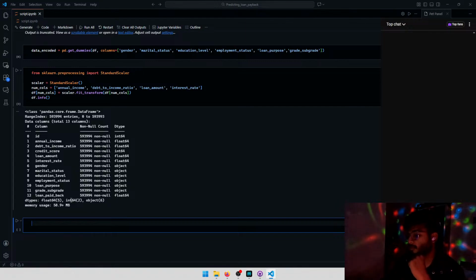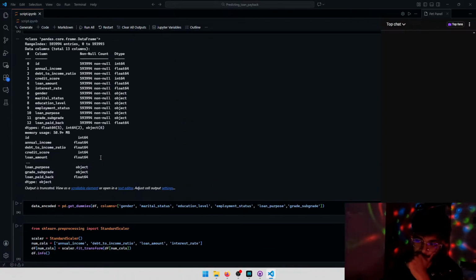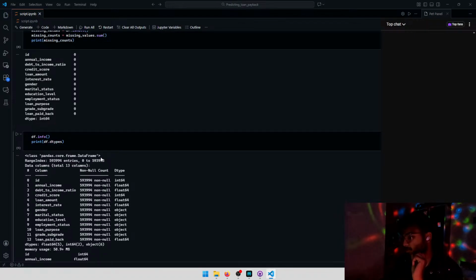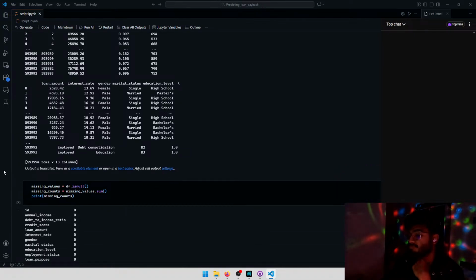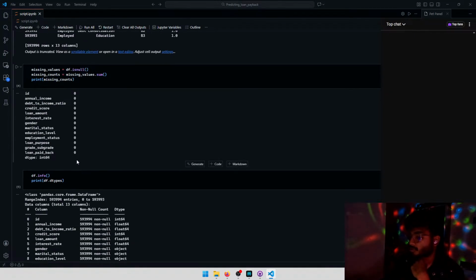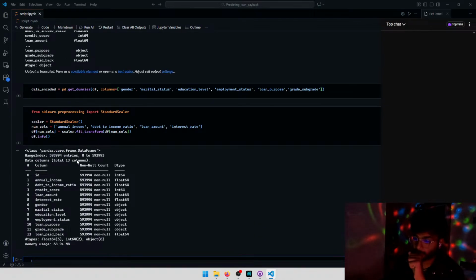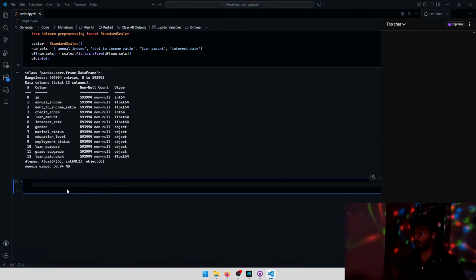Basically I have six objects, two int64 and total 64. The prediction is about when a person can pay back: ID, annual income, debt to income ratio, credit score, loan amount, interest rate, gender, marital status, education level, employment status. There are something like 13 columns, and I want to see the column names.